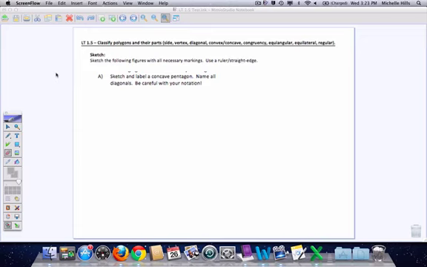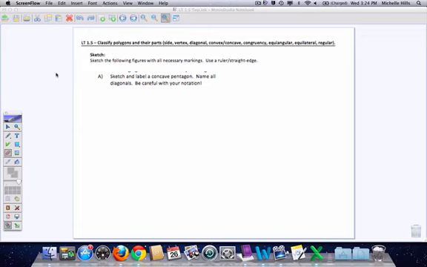So learning target 1.5 on the Unit 2 test. Now I'm going to look at the revised one that people took the second time around, but they were actually very similar to each other. The first one says sketch and label a concave pentagon.